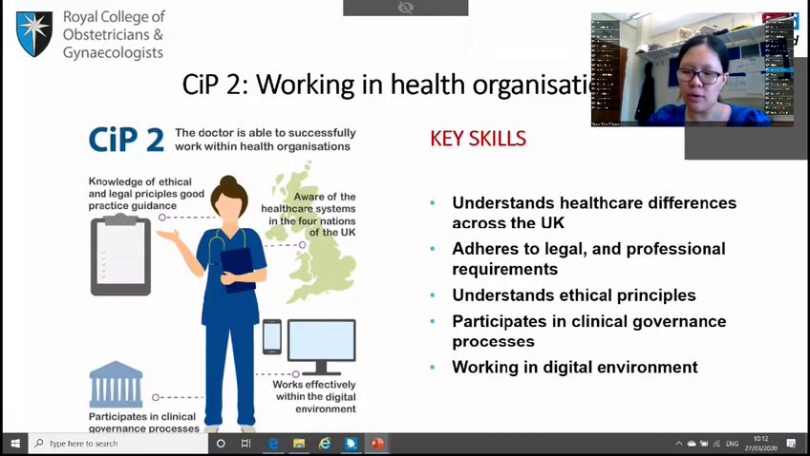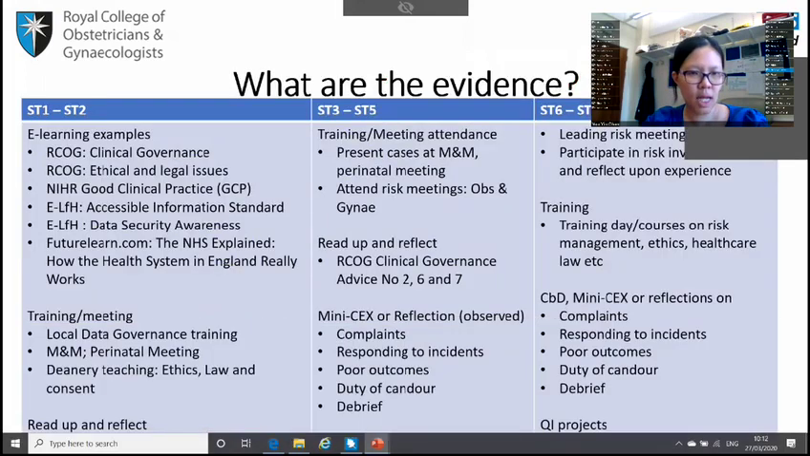Right. SIP 2, essentially, is understanding how the NHS works, especially in the digital world, the legal and professional requirements, and clinical governance. I'm just going to give you examples as well. Just take your time, have a quick look.